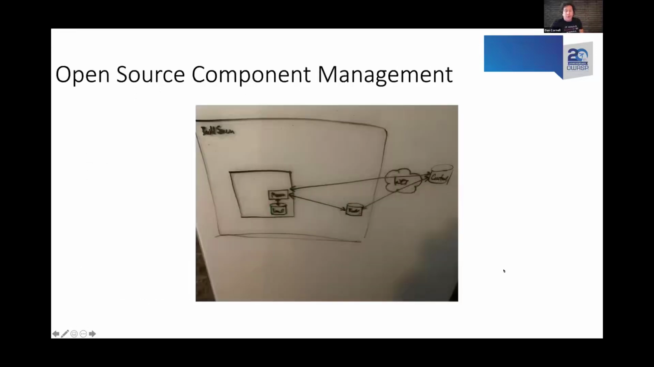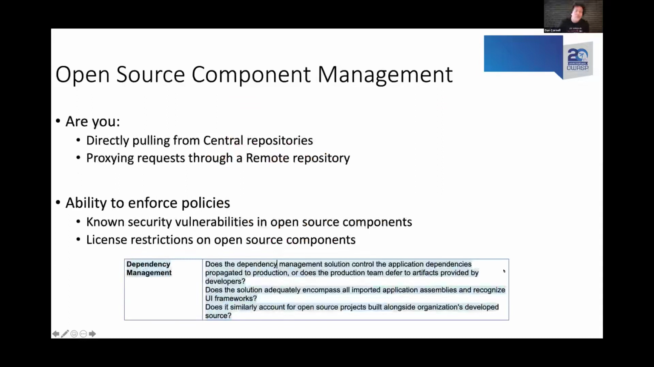When you look at open source component management, a question you've got there is, are you pulling these components directly from the central repositories, or are you proxying through some sort of service that allows you to enforce policies? Where you can say, hey, we're not going to allow things with certain licenses. We're not going to allow things that have known vulnerabilities at a certain level or something like that. So that's another choke point where you have some control. It can be important to understand what controls you have in place.